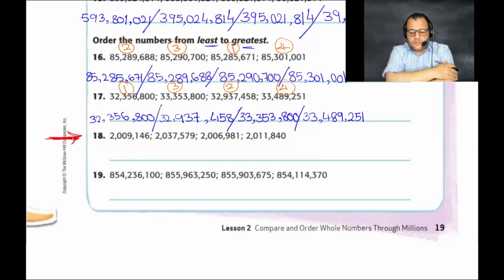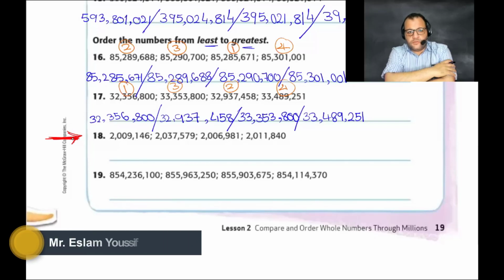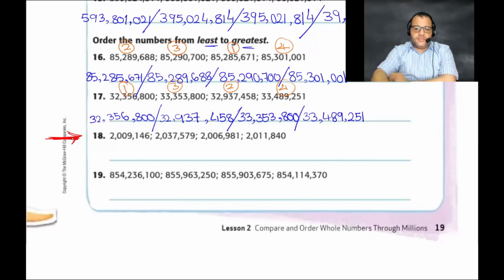2,000. That's not 2,000. Just read the number. Count how many families that we have, how many periods that we have. That's one, the first period, the second, the third period. So we read each number and write the name of the period. 2,000,000. Yes. 9,146. Nine what? That's in million period. The next one in which period? 9,000. 2,009,146. So which one would be the smallest number?